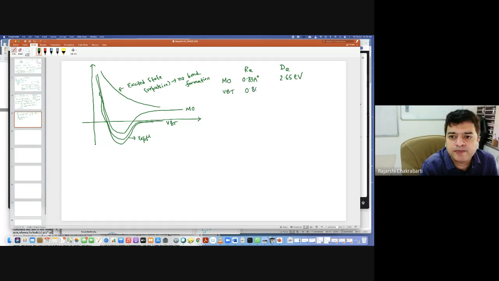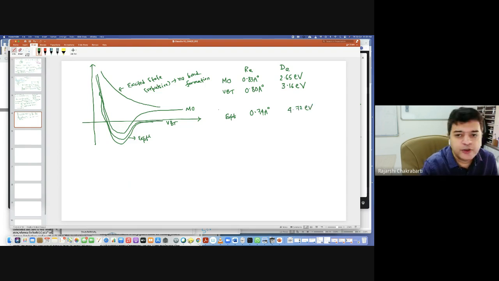If you do the simple VBT calculation, the one I showed you, you get 0.80 angstrom and DE is 3.16 electron volts. And if you do experiment, you get 0.74 angstrom, and this is 4.72 electron volts.